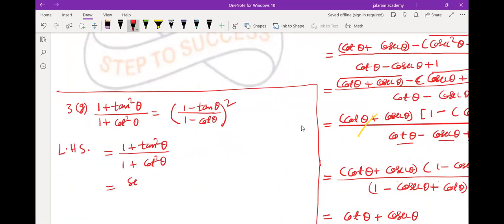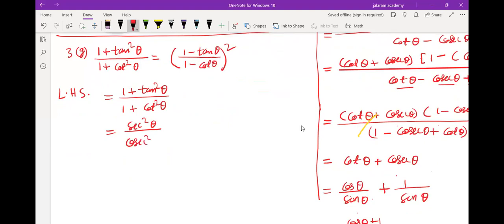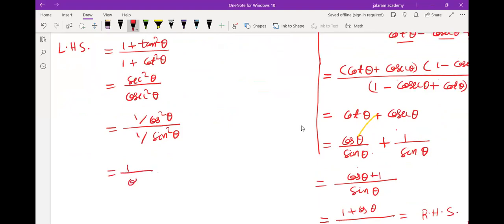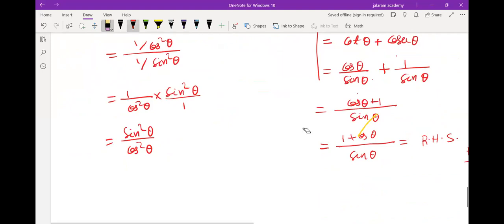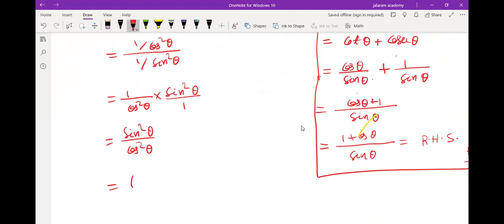Now we know that 1 plus tan square theta means sec square theta, and 1 plus cot square theta means cosec square theta. Change them to 1 by cos square theta over 1 by sin square theta, equals 1 by cos square theta into sin square theta by 1, equals sin square theta upon cos square theta, equals tan square theta.